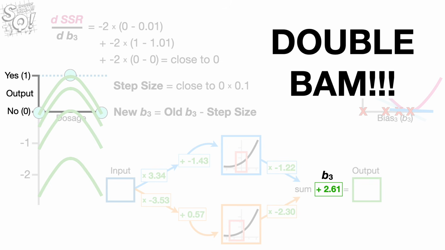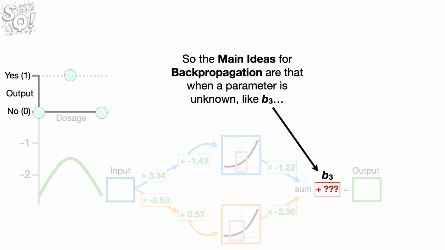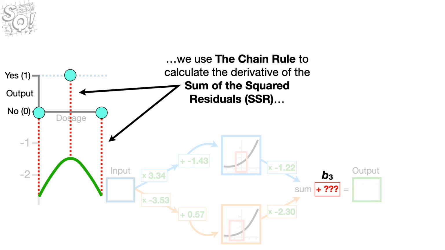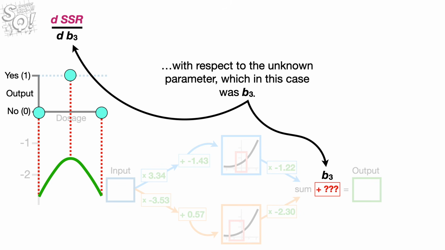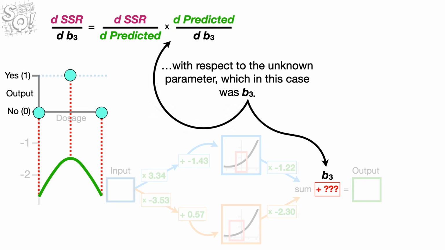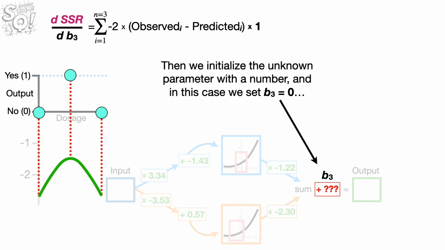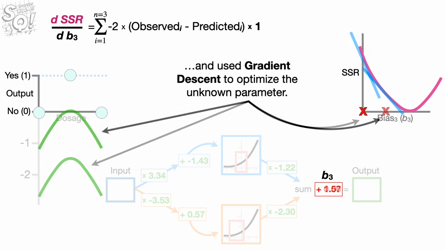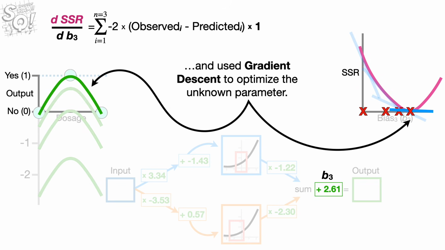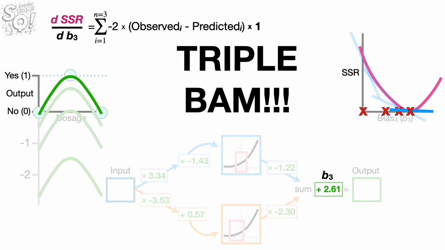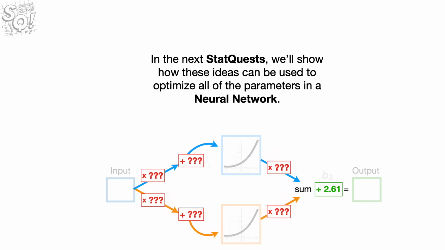Double bam! So the main ideas for backpropagation are that when a parameter is unknown, like b sub 3, we use the chain rule to calculate the derivative of the sum of the squared residuals with respect to the unknown parameter, which in this case was b sub 3. Then we initialize the unknown parameter with a number, and in this case we set b sub 3 equal to 0, and used gradient descent to optimize the unknown parameter. Triple bam! In the next StatQuest, we'll show how these ideas can be used to optimize all of the parameters in a neural network.